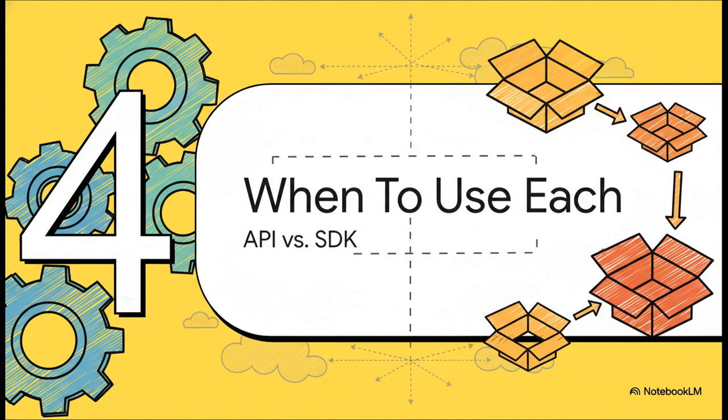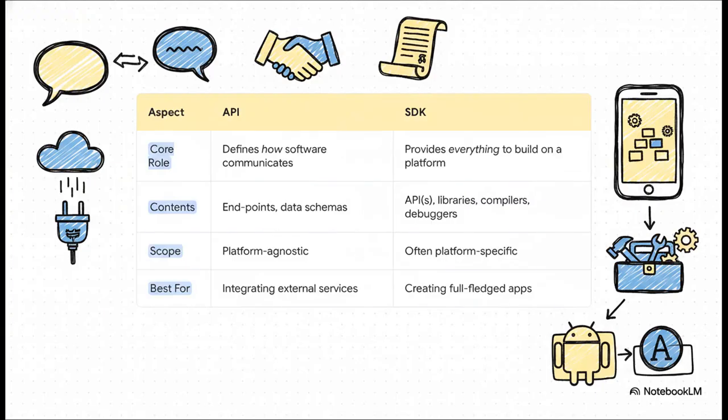So now that we know what they are, the big question for any developer is, okay, when do I reach for an API and when do I need a full-blown SDK? This table just lays it all out nice and clean. Let's just run through it real quick. So for the core role, an API is all about communication. An SDK is about creation. When you look at the contents, an API is just the set of rules, the endpoints. But an SDK has those APIs, plus libraries, compilers, all the tools.